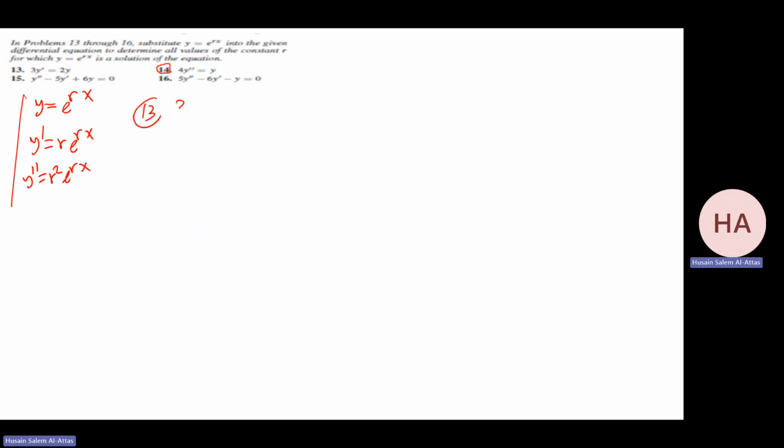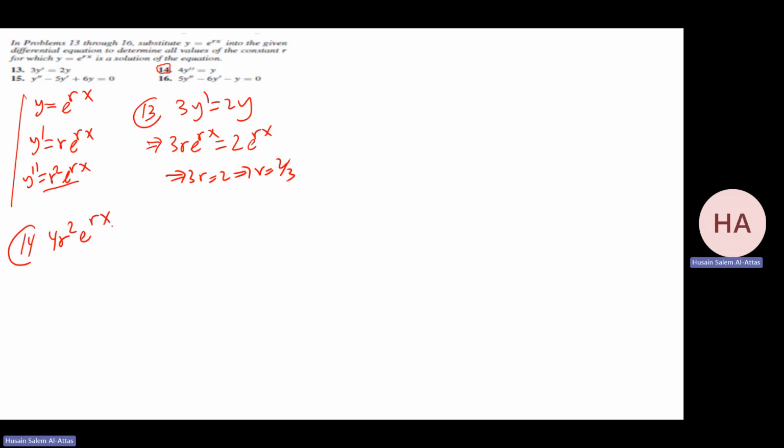I have 3 y prime equal to y. That implies what? 3r e^(rx) equal to e^(rx). So very clear, I have 3r equal to 1, so r equal to 1 over 3. 14. I need 4 times y double prime. So I have 4r squared e^(rx) equal e^(rx). So very clear, I have 4r squared equal 1. So r equal plus or minus half. So I have 2 answers.